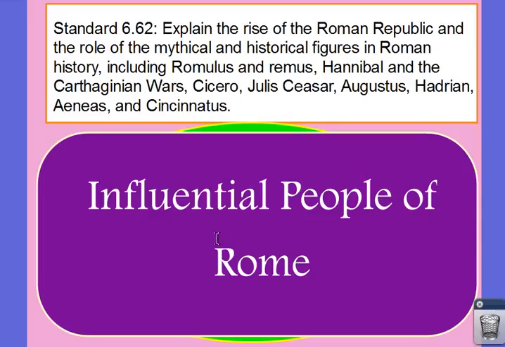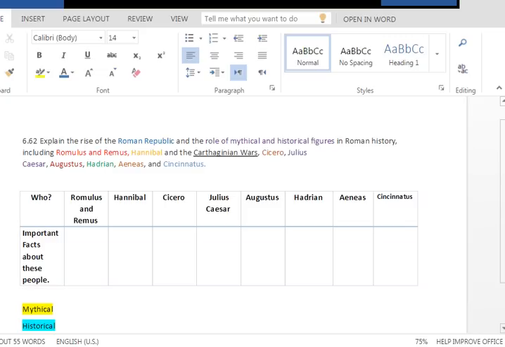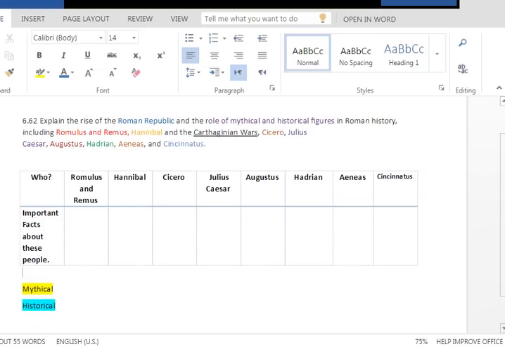Then I want you to open a Word document. In that Word document, you're going to put a table that looks like this. You can see where I have my standard pizzazzled, and then I have a 9x2 table.